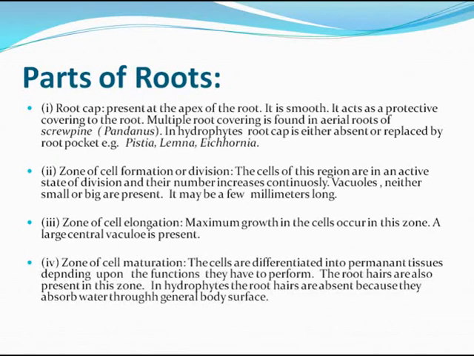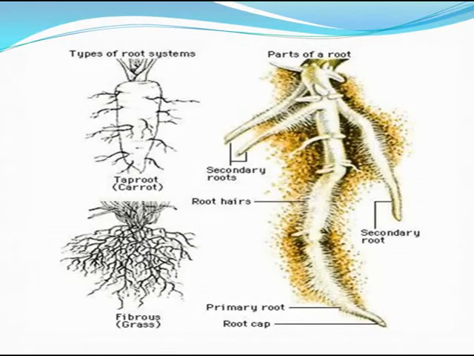And lastly is the zone of cell maturation. The cells are differentiated into permanent tissues depending upon the functions they have to perform. The root hair is also present in this zone. In hydrophytes, the root hairs are absent because they absorb water through the general body surface. Let's see the types of root system. The taproot system, the fibrous root system, and this is the secondary root, the root hairs, the primary root and the root cap.